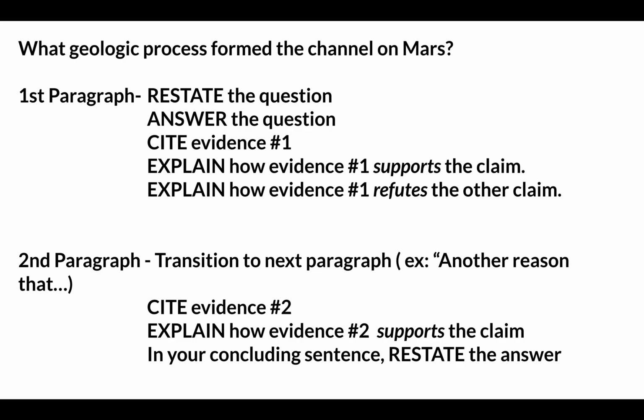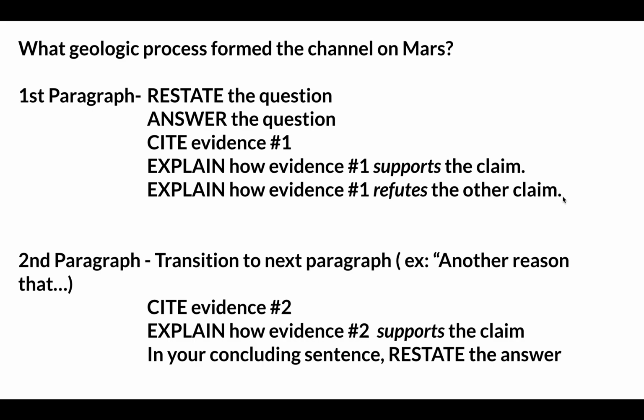And so this is what I want you to practice. You will write 2 paragraphs because you are going to use 2 pieces of evidence. Start with your strongest piece of evidence first, okay? So restate the question, answer the question, cite using your number 1 piece of evidence. You need to explain how the evidence supports the claim of flowing water. And then in this paragraph, you also need to explain how evidence number 1 refutes flowing lava.